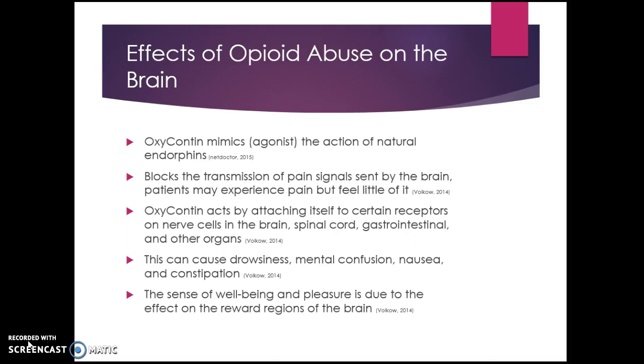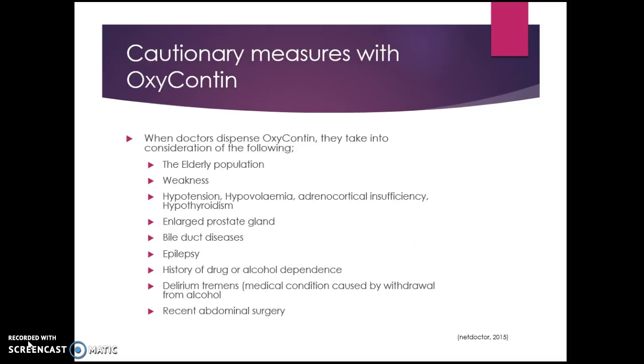Now we're going to go over the effects of opioid abuse in the brain. We talked about how OxyContin is an agonist. I'm going to skip the first couple of points here, but it acts by attaching itself to the receptors within the nerve cells in the brain, as well as the spinal cord and other organs. This can cause drowsiness, confusion, nausea, and constipation. The sense of well-being and pleasure is due to the effect on the reward region of the brain.